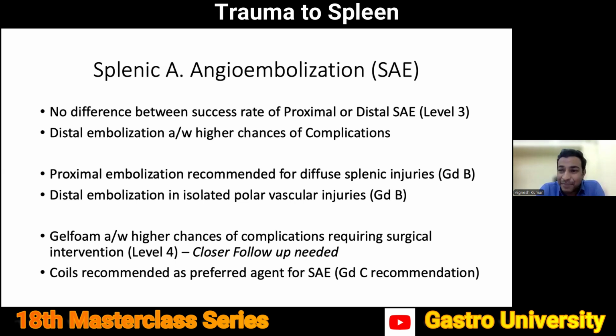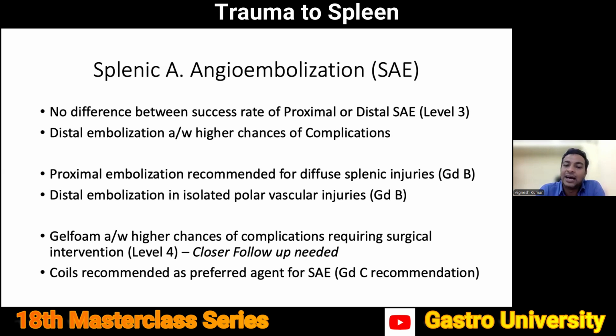The complications mainly being necrosis and abscess formation, because you block off the distal segmental artery, one segment gets devascularized, and that can go into infarction. Whereas if you do a proximal embolization, there is a small supply of collaterals from the short gastric arteries that tends to go and perfuse the splenic areas. So a proximal embolization is what is recommended for diffuse splenic injuries, and distal embolization is kept for patients who have isolated vascular injuries or polar injuries.